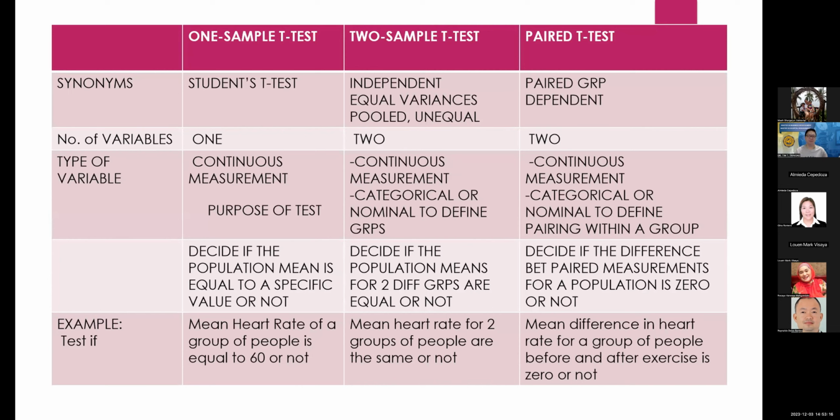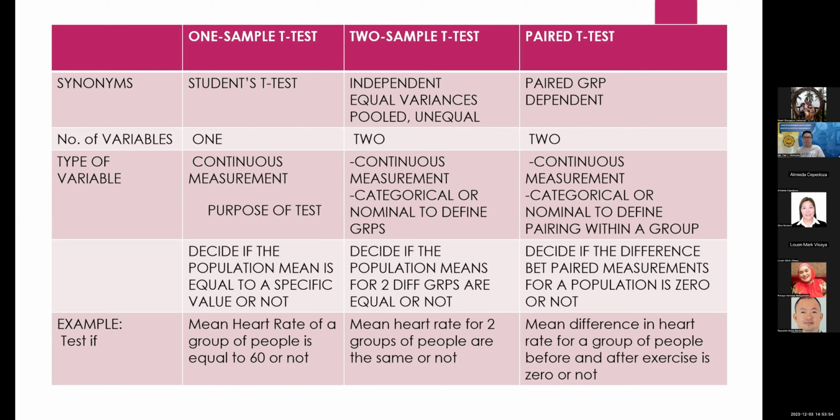So in a glance, pwede natin makita dito the differences. So one sample test, the two sample test, and the paired t-test. They are synonymous with, for the one sample test, the student t-test. For the two sample test, it is independent or equal variances, pooled and equal. And for the paired t-test, you can also call it paired group dependent. For the number of variables, one for the one sample test, two for the two sample test, and the paired t-test are two variables.